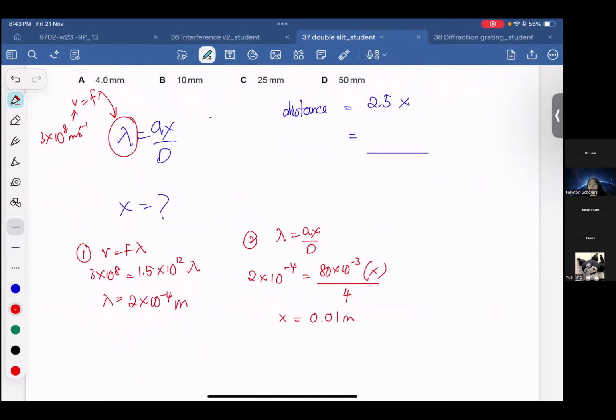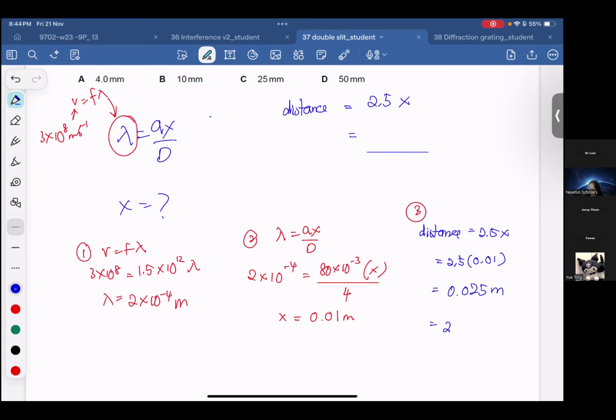Taichen, no. Fawa, no. Why did you guys get A? Check and then tell me what the problem is. Here, third step, last step, I get the x. So my distance will be 2.5x, which is 2.5 times 0.01. So it will get 0.025 meter. Here the answers are all in mm, so it will become 25 millimeter. Answer should be C. Those who get A, tell me which part is wrong.